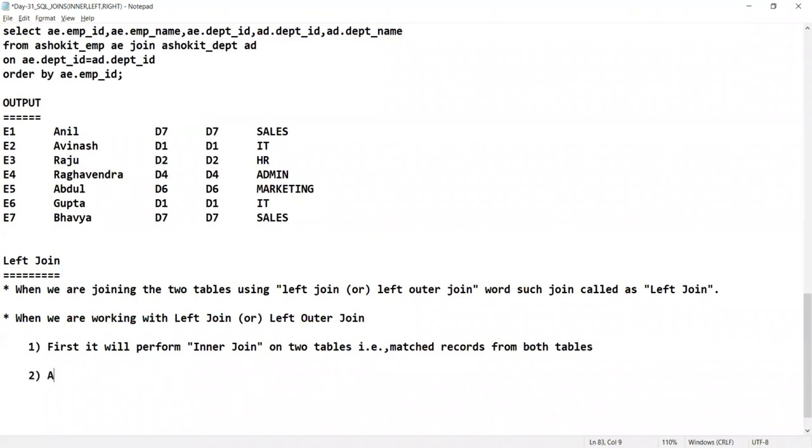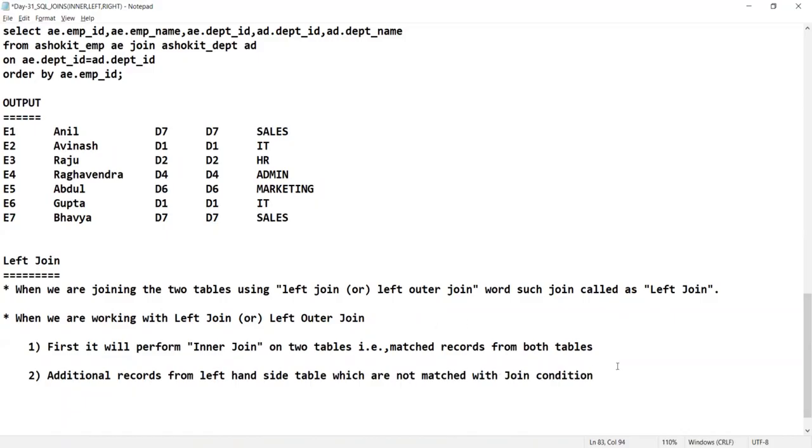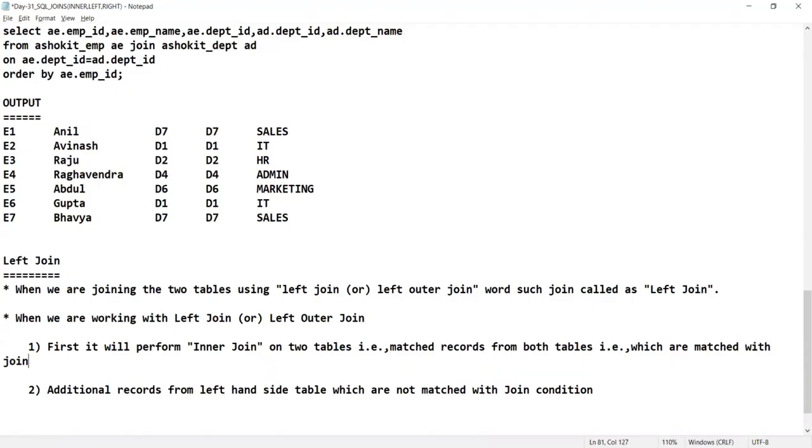Then we'll get additional records from the left hand side table, which are not matched with the join condition. Understand my point, guys, everyone? So the matched records from both tables means the records which are matched with the join condition. Correct or not, sir?